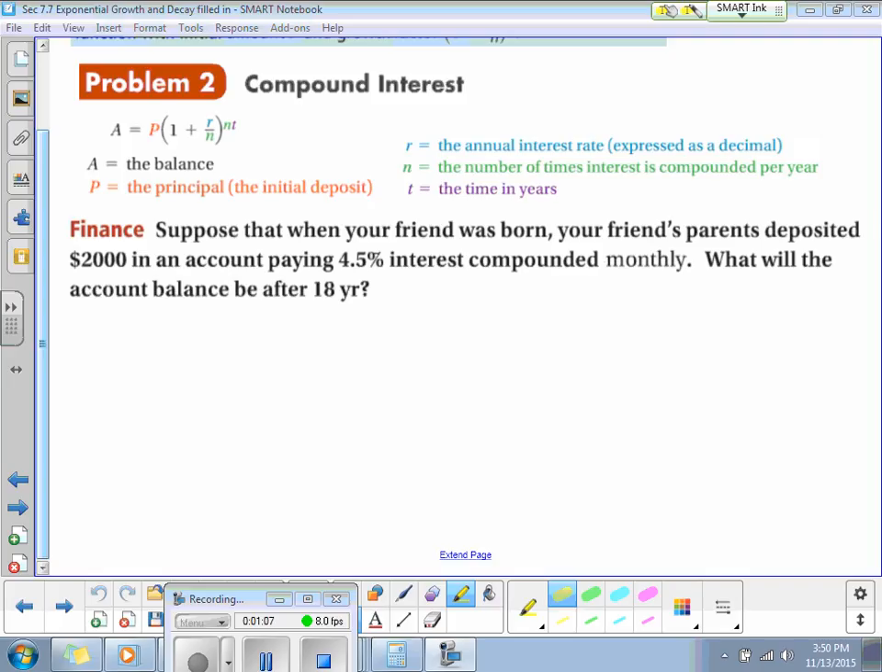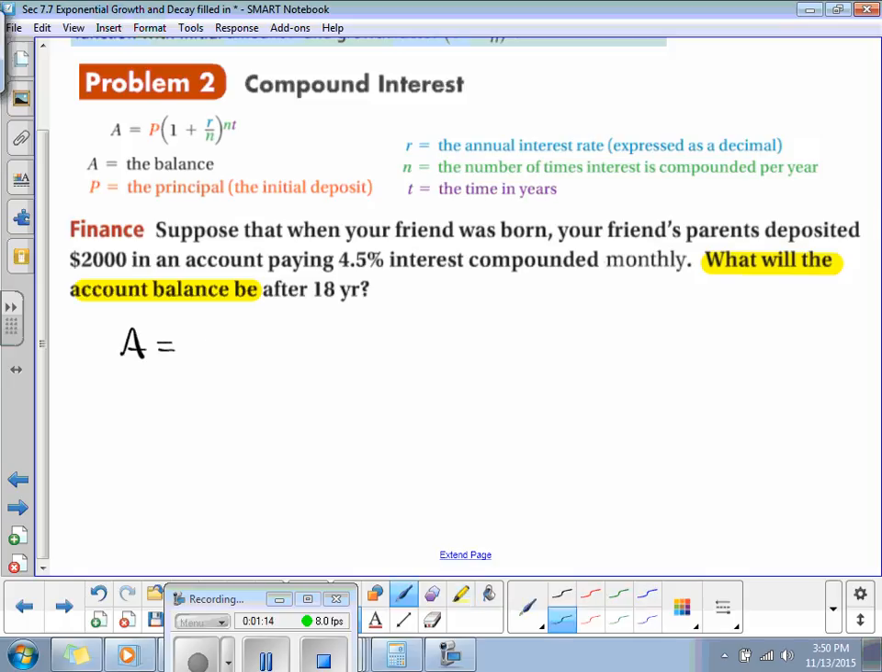So what will the account balance be? That's our A. So A is our account balance. The principal, P, is the initial deposit. The initial deposit here was what? $2,000. So that's 2,000.